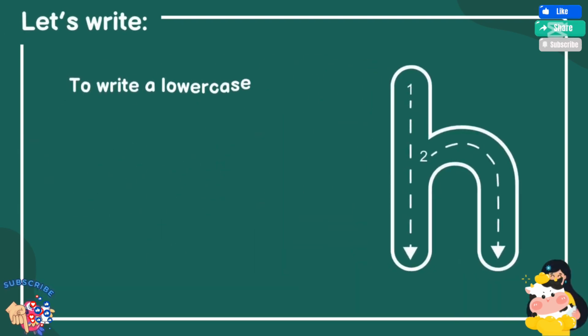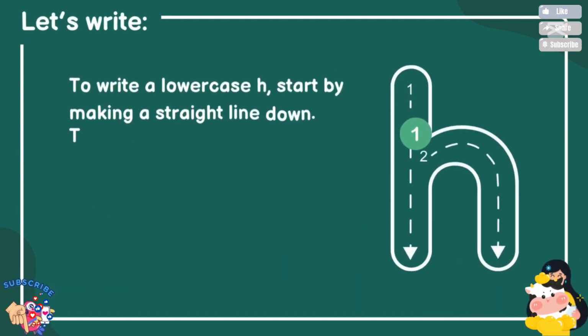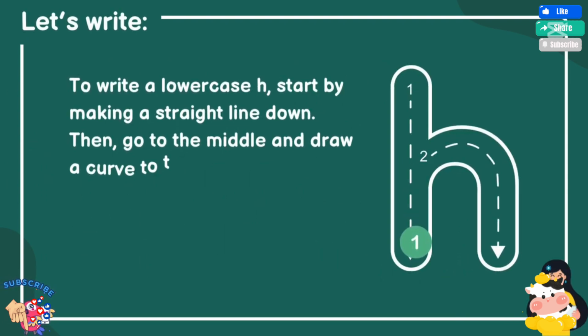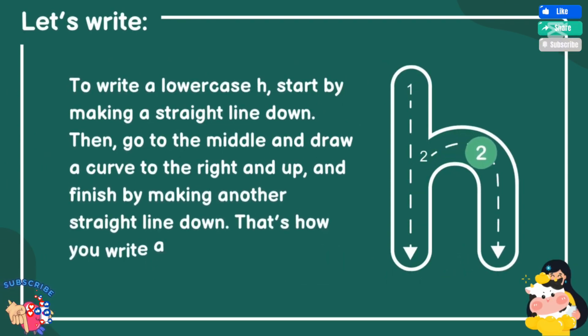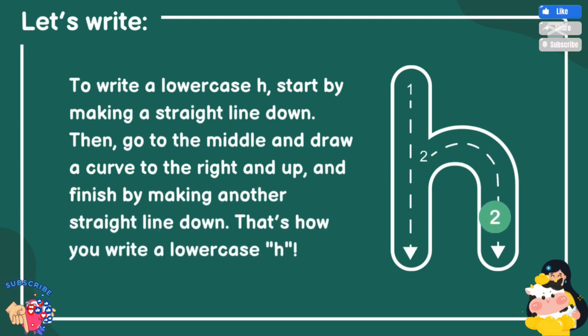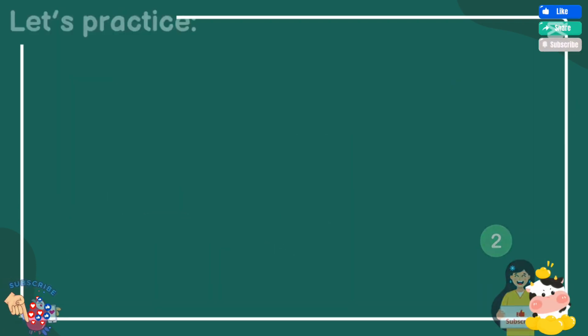To write a lowercase h, start by making a straight line down. Then, go to the middle and draw a curve to the right and up, and finish by making another straight line down. That's how you write a lowercase h.